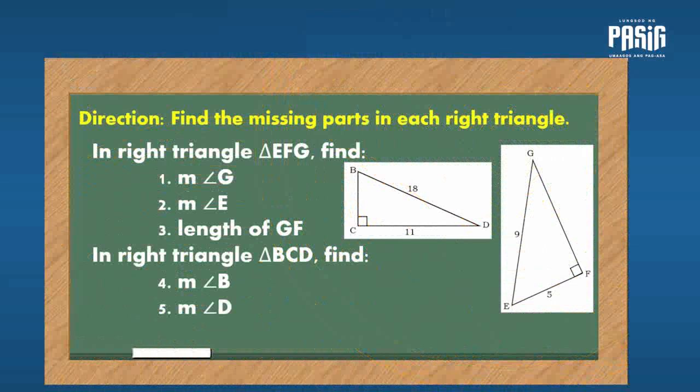In right triangle EFG, find number 1, the measure of angle G. Number 2, the measure of angle E. Number 3, the length of side GF. In right triangle BCD, find number 4, the measure of angle B. Number 5, the measure of angle D.